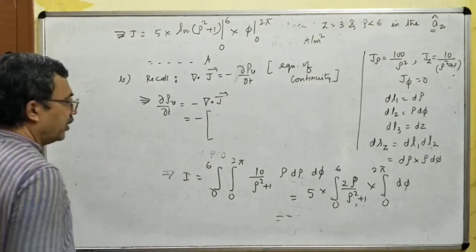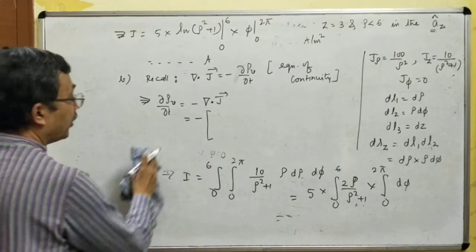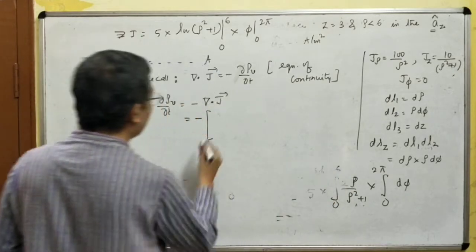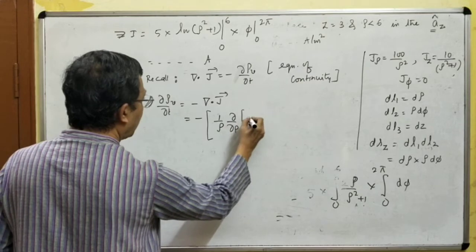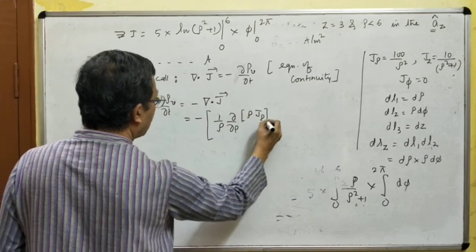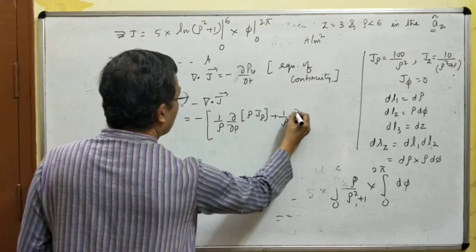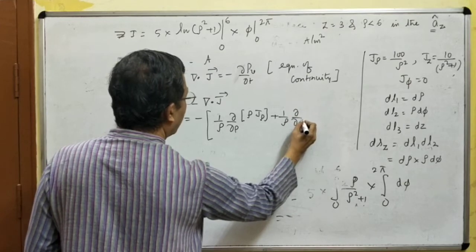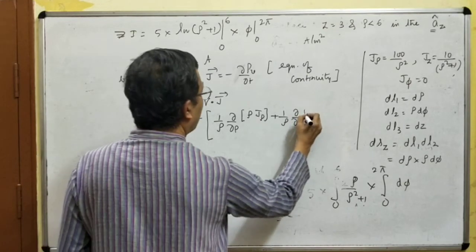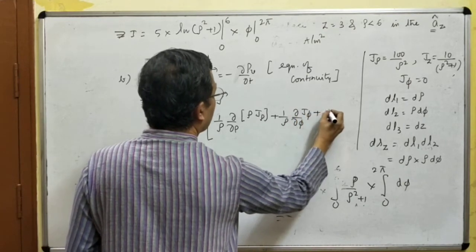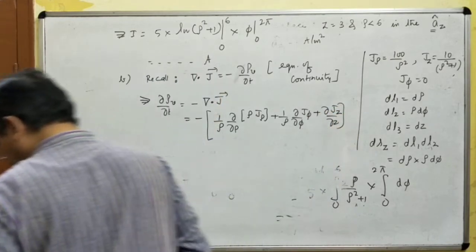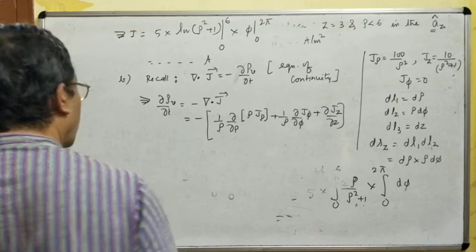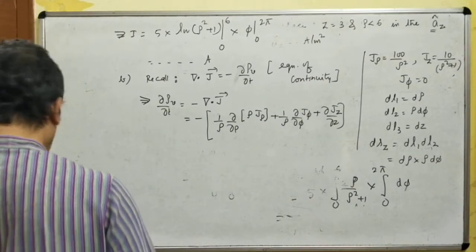Divergence of J has to be now written in a cylindrical coordinate system. What is it? 1/ρ ∂/∂ρ operating on ρ Jρ, plus 1/ρ ∂/∂φ operating on Jφ, plus ∂Jz/∂z. This is the expression for divergence in a cylindrical coordinate system.